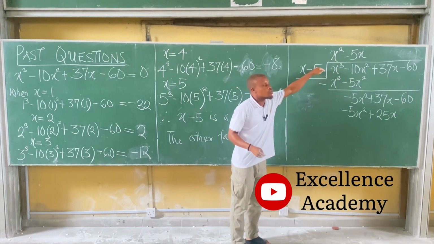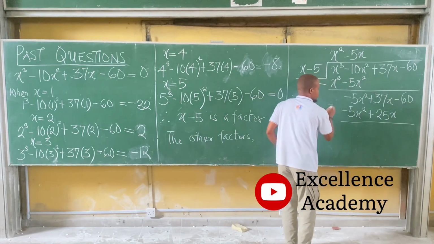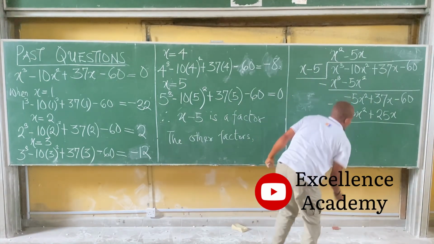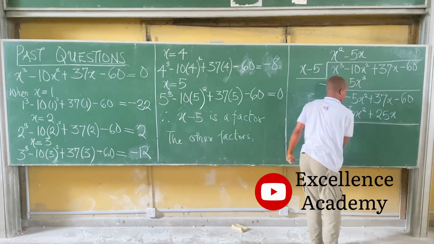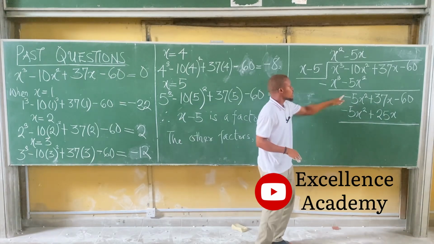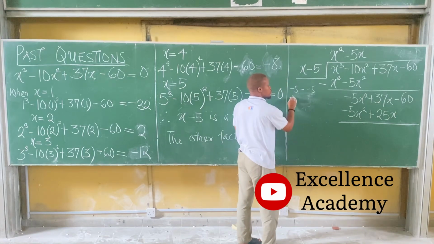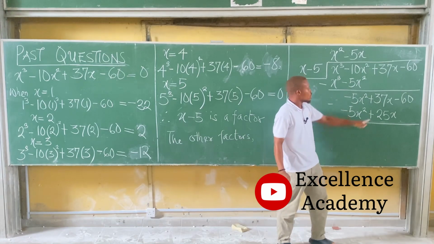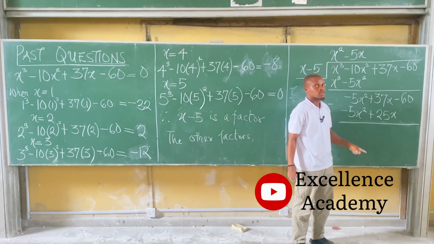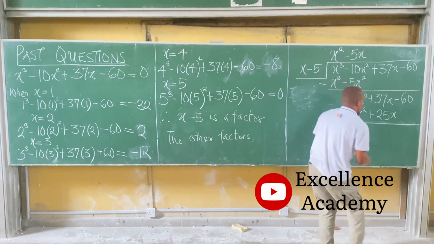Alright, there's nothing to multiply again. So next up we subtract. Subtracting this, I'm having minus 5x squared minus minus 5x squared, which is 0. This goes out. Next up, I'm having 37x minus 25x, and that gives us 12x minus 60.